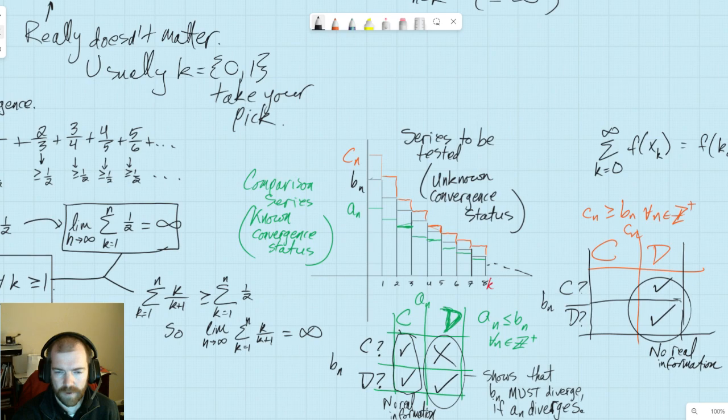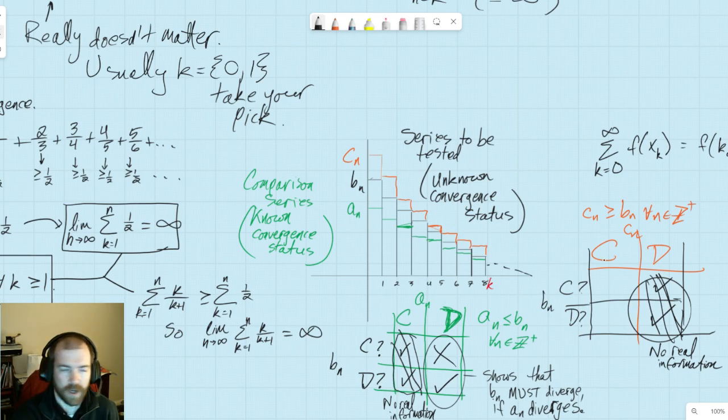So just like with this one over here, if A sub n were to converge, it doesn't give us any information, so we don't care. Just like this over here, if we know that C sub n, which is higher, diverges, then we don't really care, because it's not going to give us any information.